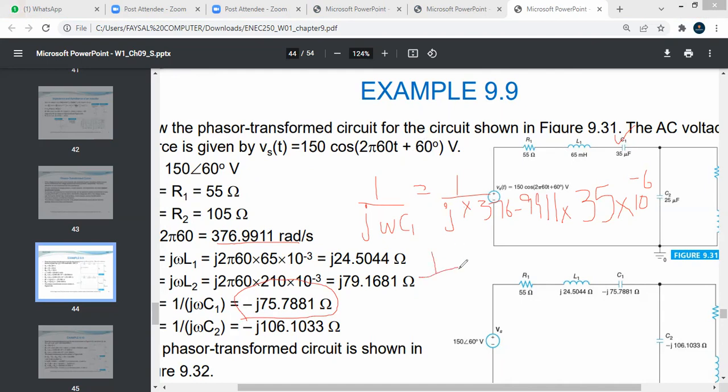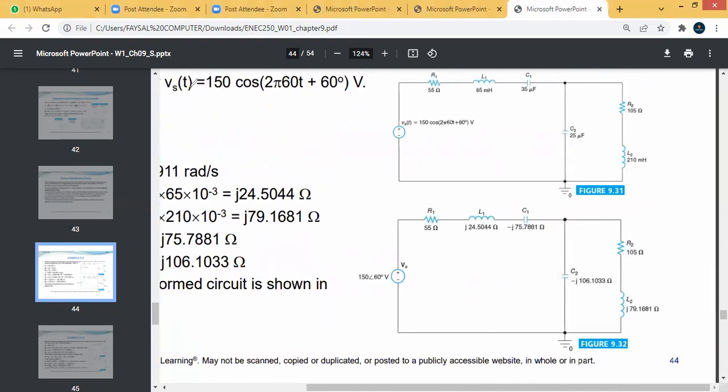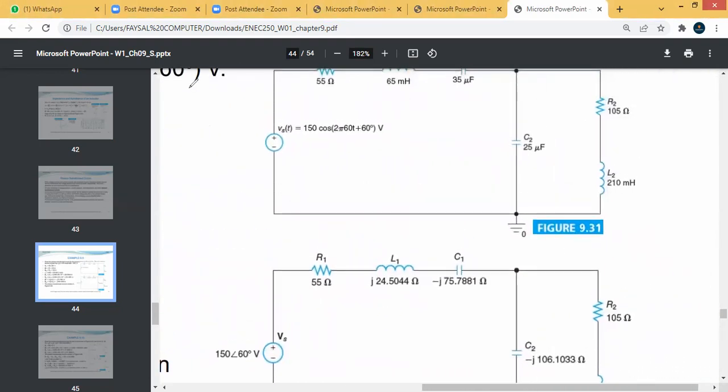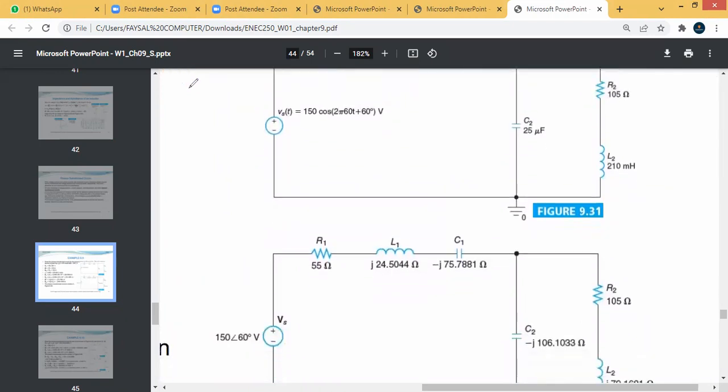For capacitor two there is only one difference: it will be 1 upon j omega and then only C2, so I have to compare the value with the value of capacitor C2. This is for the impedance of my C1 and C2, and then this is given in my problem, that is 9.31. So I have to convert this.